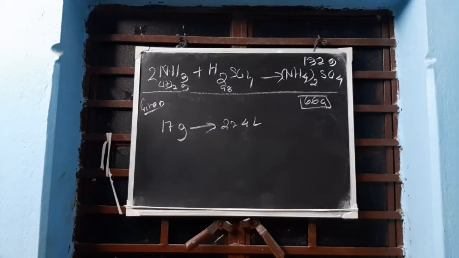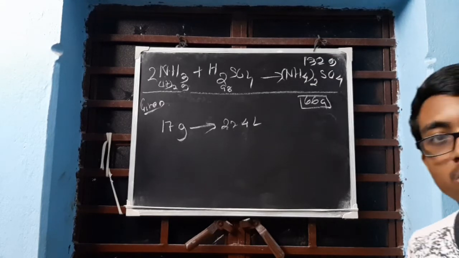17 gram is 22.4 liter. Right or wrong? So what is the answer? 22.4 liter. Last time we found out that 66 gram is required for 17 gram, and 17 gram is 1 mole. So 1 mole will require how much? 22.4 liter. Clear? So the answer is 22.4 liter.